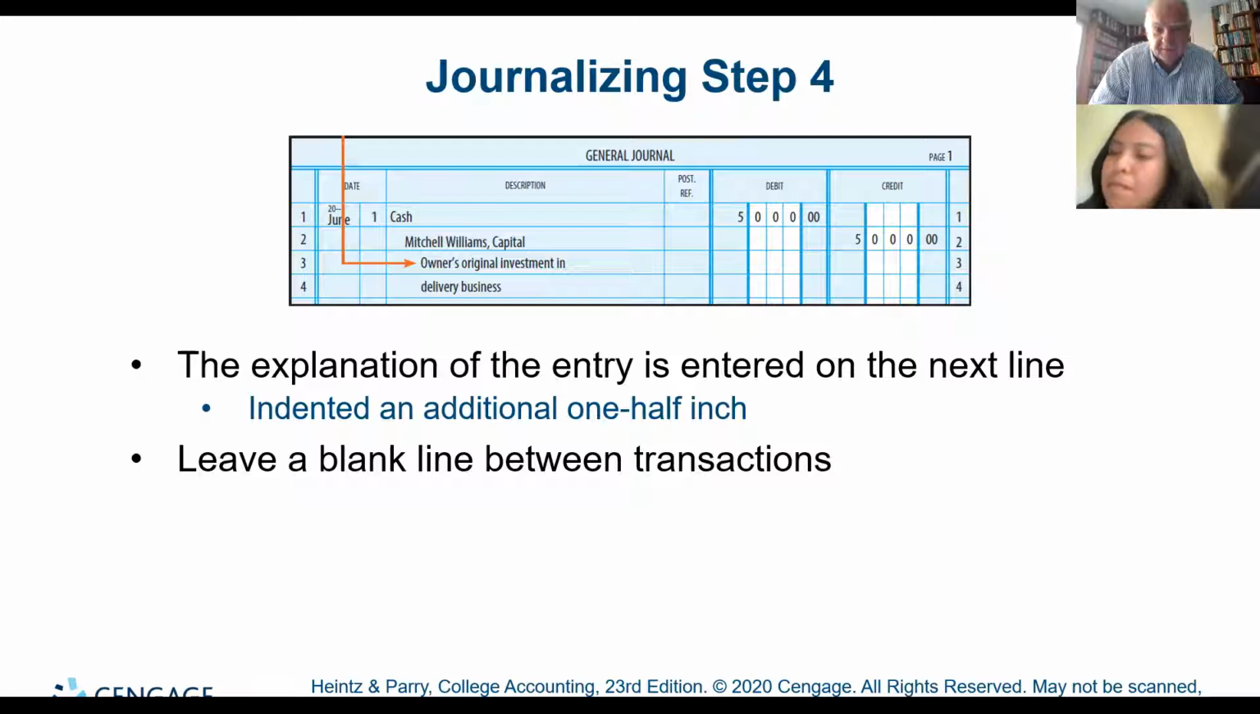And it's always good to have a little explanation. It can be very simple. To record owner's investment would have been fine. What they put down there is too long, really. Okay.